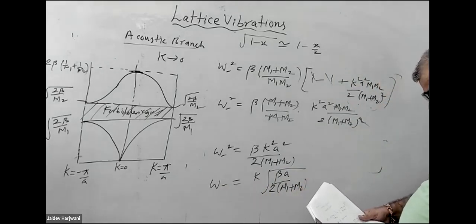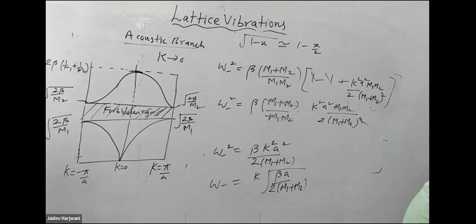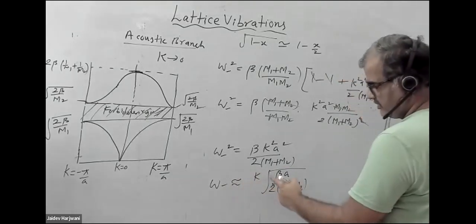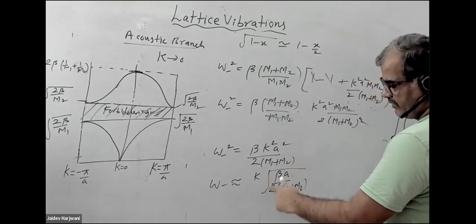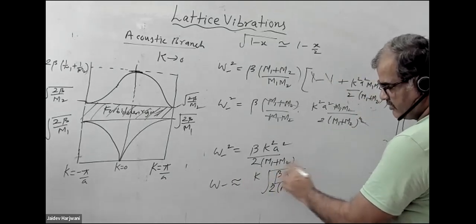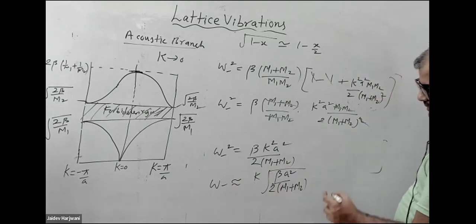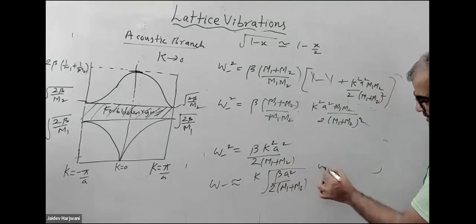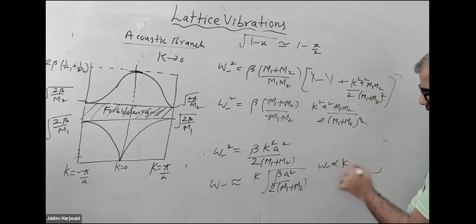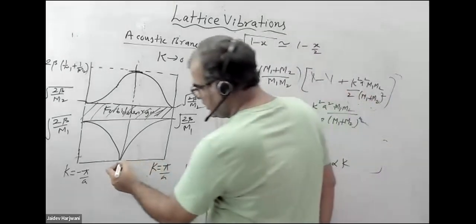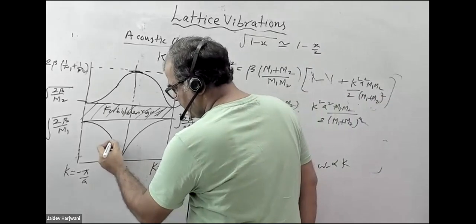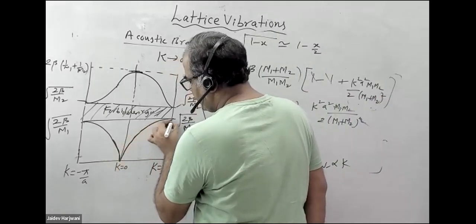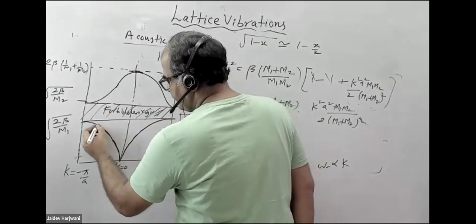A will also come outside, no? You can put a, but I want to show this is proportional because this is a constant quantity, a square. So omega minus is proportional to k at the lower region. That's why I plotted it here. For the acoustic branch, this is proportional to k. So we are getting the same thing that we got for the monoatomic lattice.